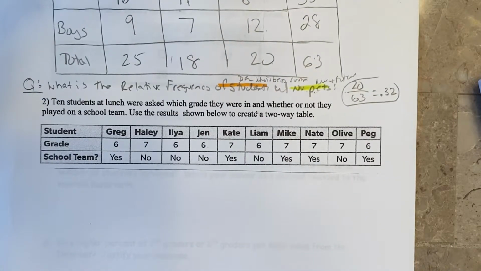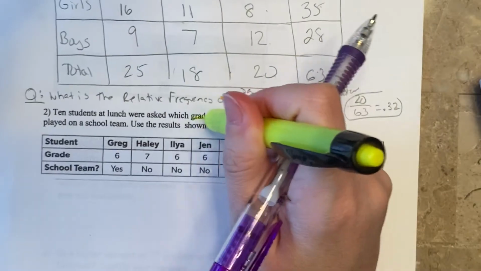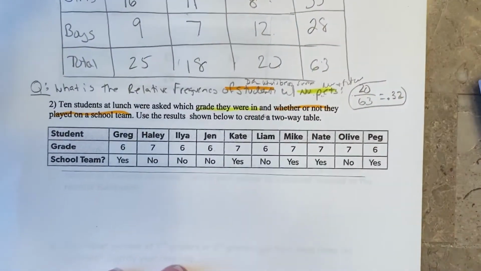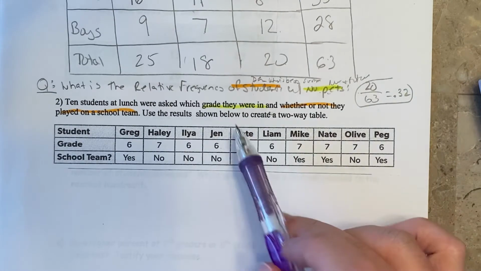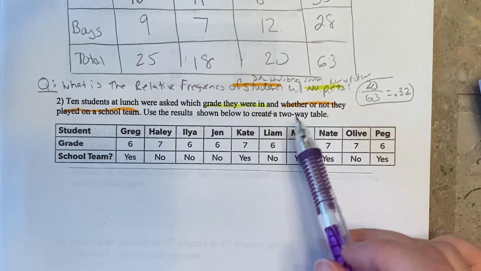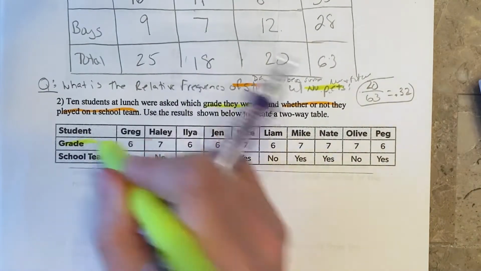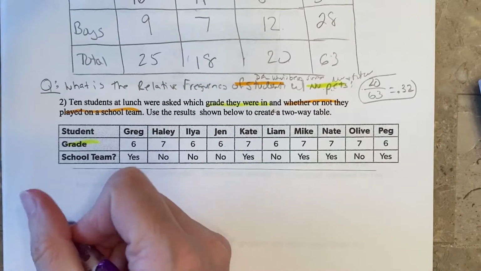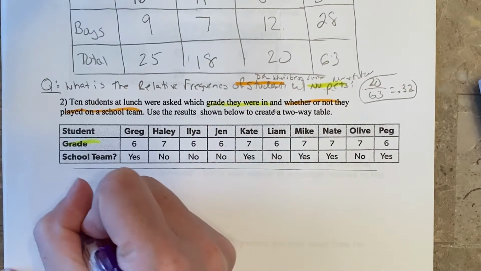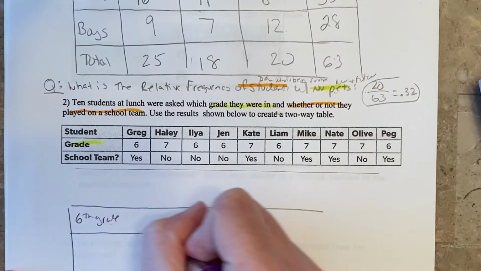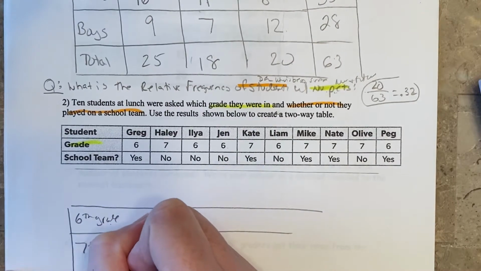10 students at lunch were asked which grade they were in and whether or not they played on a school team. So basically that's telling you what our two variables are. It's bivariate, so it's going to be grade and whether or not they played on a team. Now grade, if you notice here in yellow, I see the numbers 6 and 7. So those are going to be our numbers we're going to use. So we're going to have 6th grade, then we're going to have 7th grade.